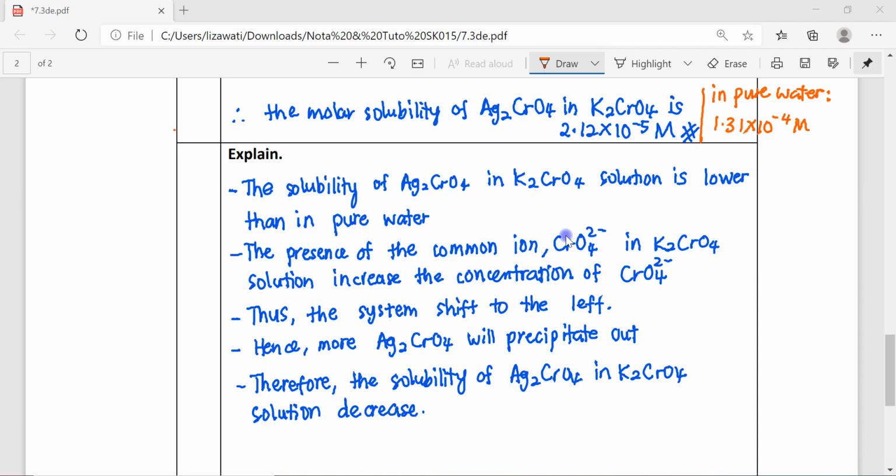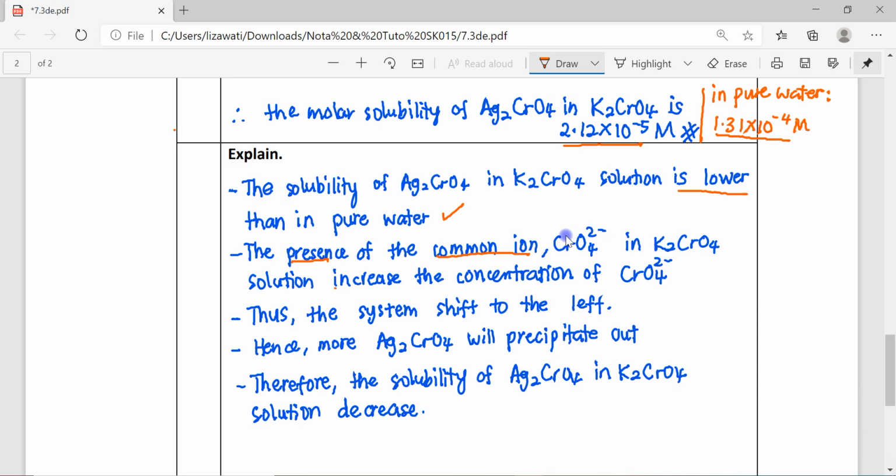So before that, you have to compare the molar solubility of silver chromate in potassium chromate with the solubility of silver chromate in water. Okay, the solubility of silver chromate in potassium chromate solution is lower than in the pure water. So this is the first mark. Okay, next point. So give the reason why it becomes lower: because of the presence of a common ion, that is chromate ion, that exists in potassium chromate solution.